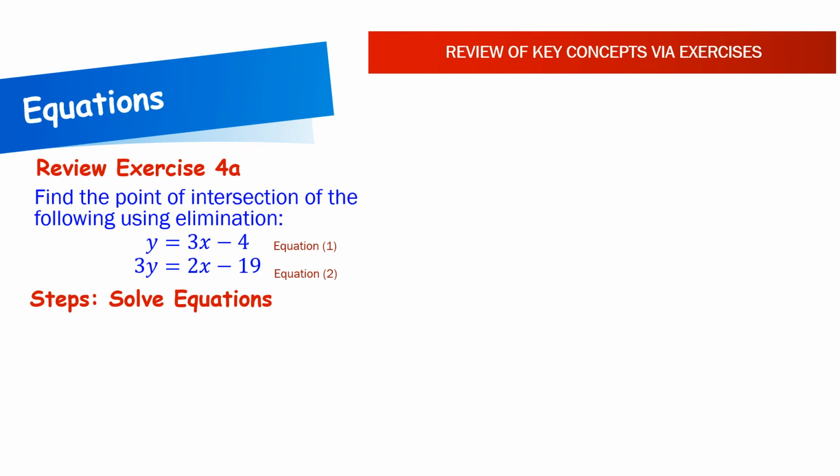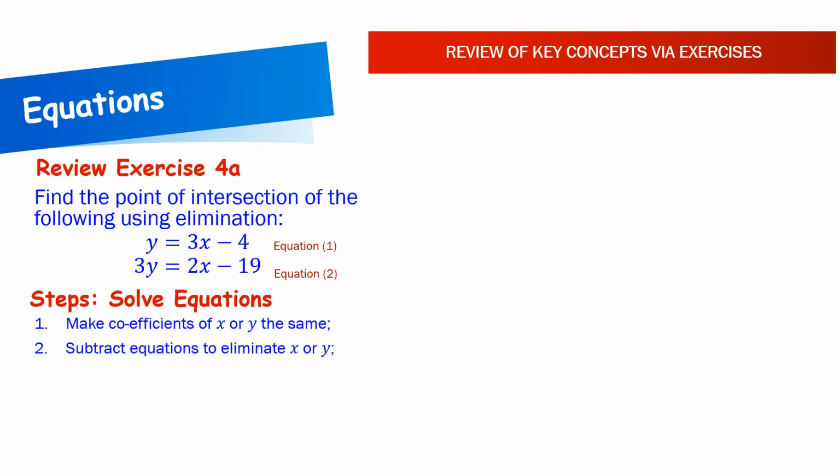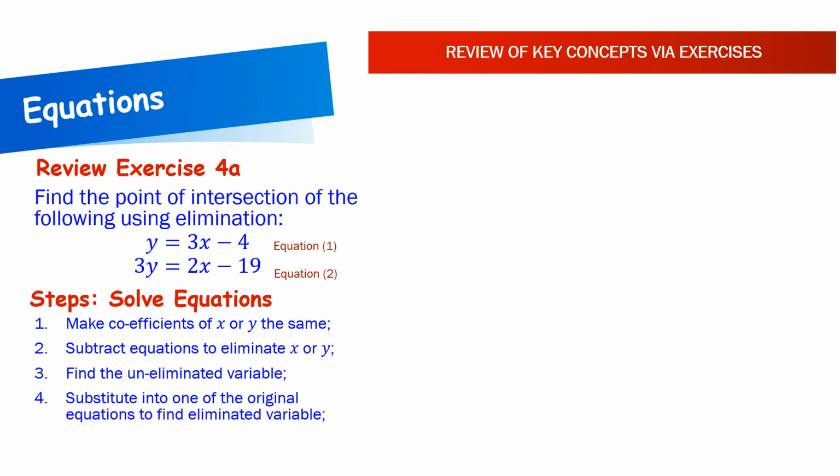So in order to solve simultaneous linear equations, we either make the coefficients of x the same or the coefficients of y the same. Then subtract the equations to eliminate x or y. Find the uneliminated variable and then substitute into one of the original equations to find the eliminated variable. And finally, check the values of x and y in the other equation.